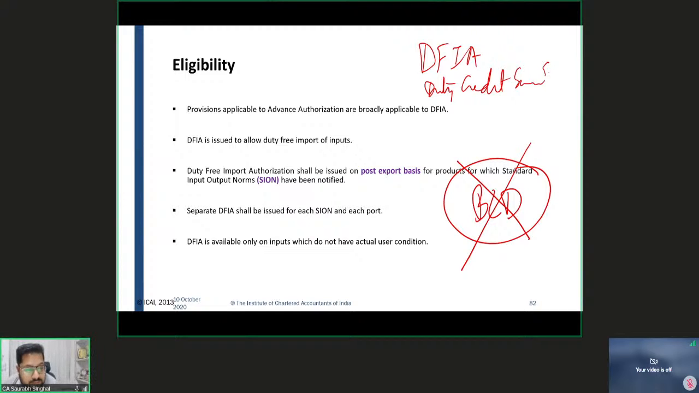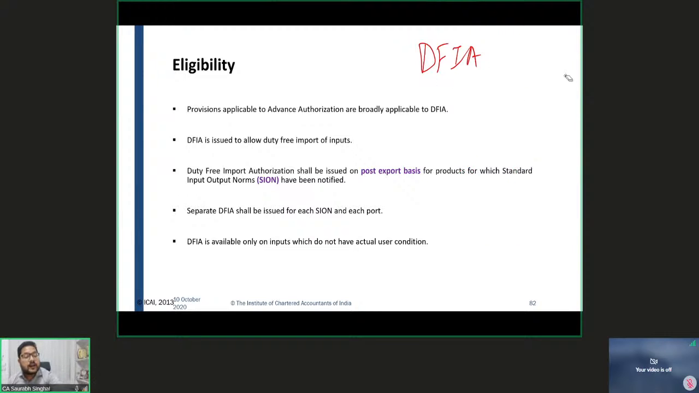Provisions applicable to advance authorization are broadly applicable to DFIA. DFIA is issued to allow duty-free import of inputs. Duty-free import authorization shall be issued on post-export basis for products for which CEON has been notified. So a point to remember is that DFIA is given only for products for which CEON is given. If there is a product for which there is no CEON, no DFIA will be given. DFIA is only when a CEON is given, because once you apply for DFIA, the DGFT department should have a standard input output ratio for you to be allowed a scripts.